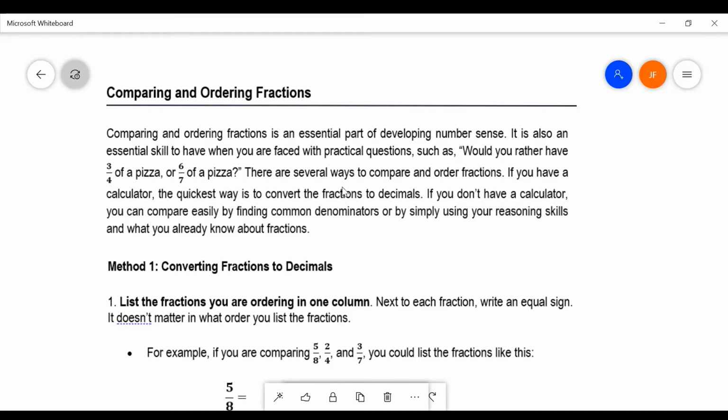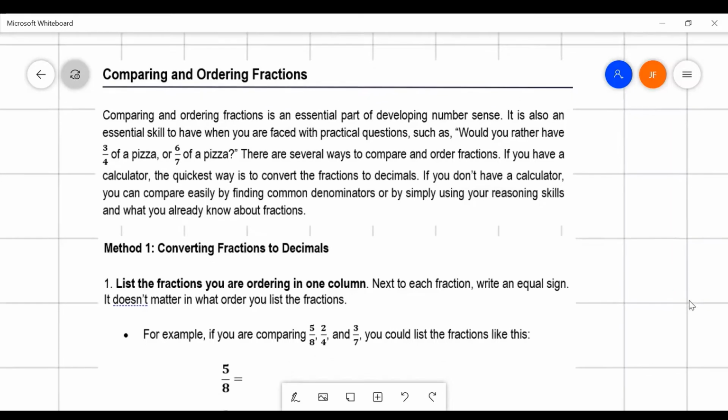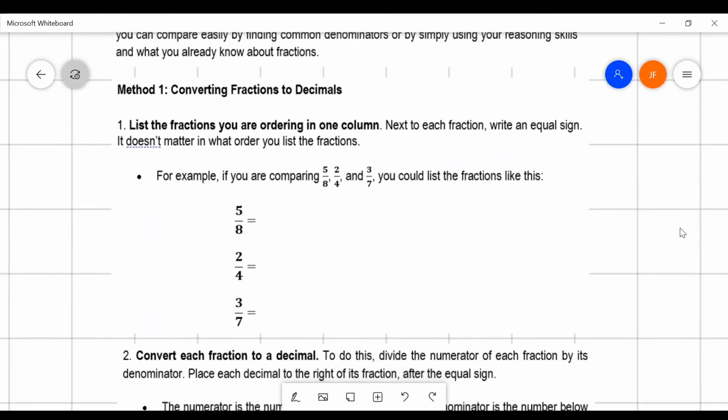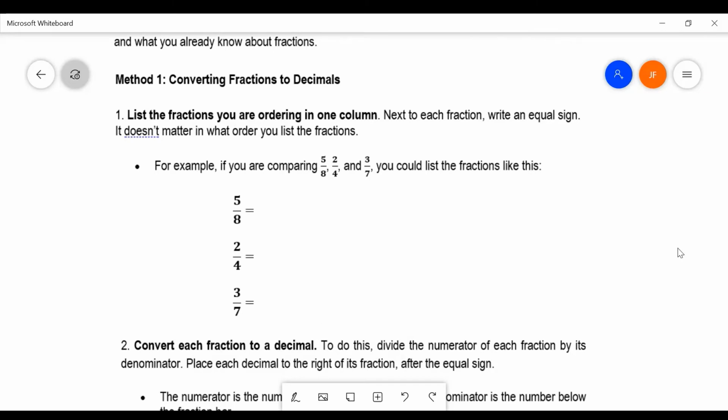There are several ways to compare and order fractions. If you have a calculator, the quickest way is to convert the fractions to decimals. If you don't have a calculator, you can compare easily by finding common denominators or by simply using your reasoning skills and what you already know about fractions. Now, there are methods here that we are going to learn.